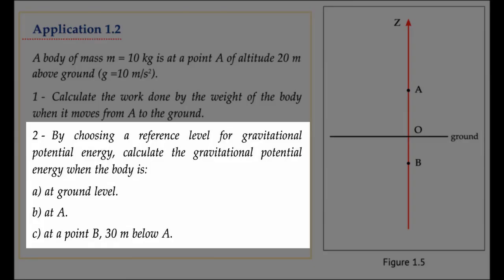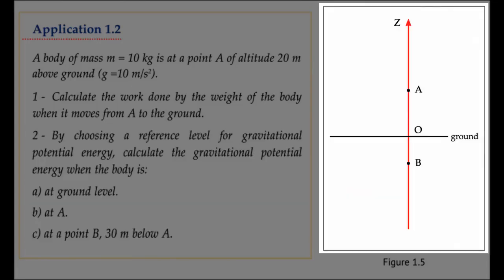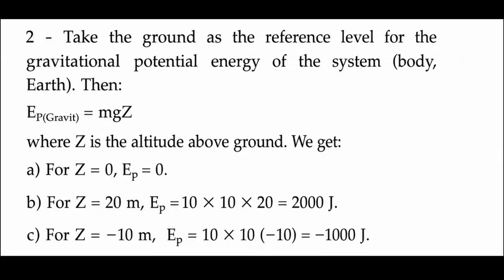2. By choosing a reference level for gravitational potential energy, calculate the gravitational potential energy when the body is: A, at the ground level; B, at A; C, at point B, 30 meters below A. The equation of gravitational potential energy is mgz. For z = 0, EP = 0. For z = 20 meters, EP = 2000 joules. For z = -10 meters, EP is negative, -1000 joules.